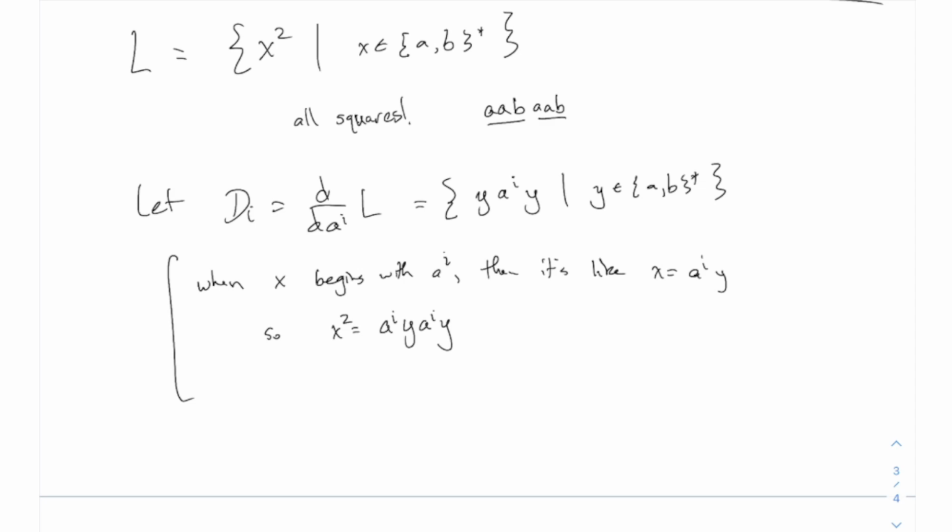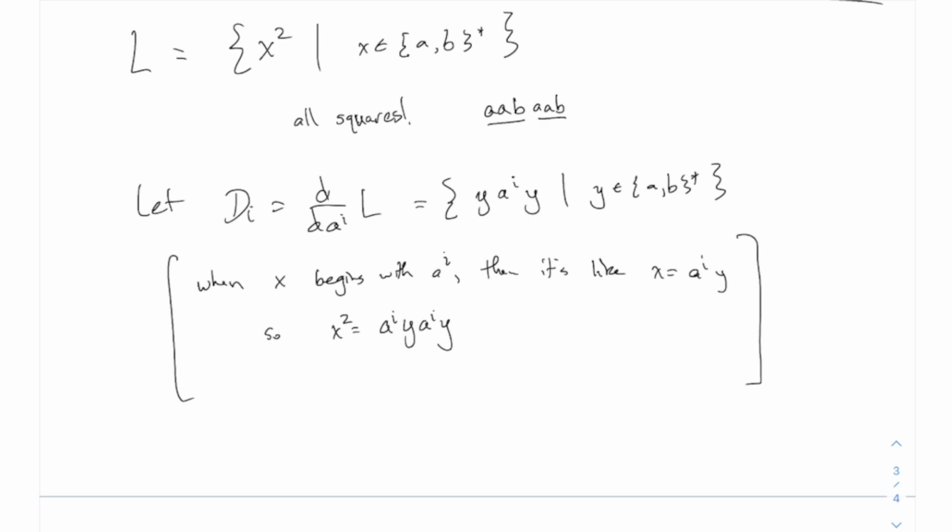The reason is because of what I said in the brackets here. What I'm imagining is we're only considering the things in L which really did start with a to the i, and then we're canceling that a to the i off of them. Now, if x really does begin with a to the i, then you can write it as x is a to the i times y. That means x squared would be a to the i y, a to the i y. When you take the derivative of this x squared with respect to a to the i, the a to the i goes away at the beginning, and you end up with just y, a to the i, y, like that.